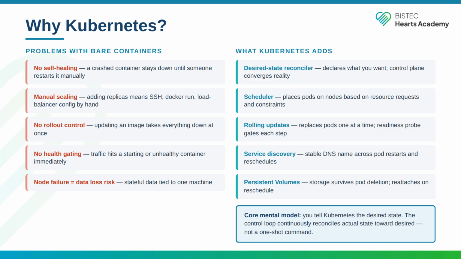Second, manual scaling. Traffic spikes on the storefront. With Compose, you SSH in, add containers, figure out load balancer entries. With Kubernetes, you change a replica count, and the scheduler places new pods on available nodes automatically. Third, no rollout control. Updating with Compose means downtime. With Kubernetes rolling updates, pods are replaced one at a time, gated by readiness probes. If the new version is broken, the rollout pauses automatically.